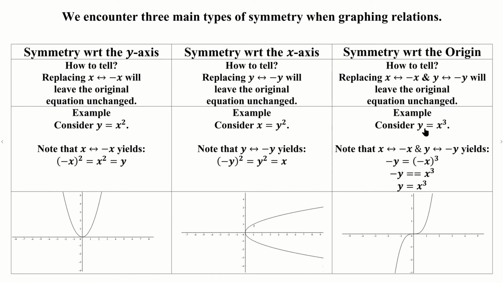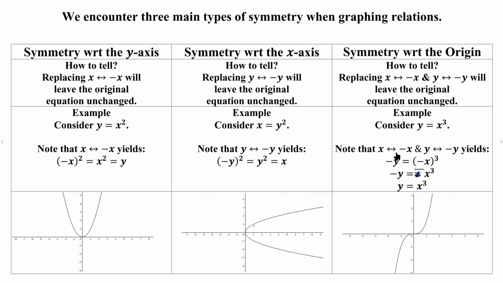Is what we called it before. So we have y equals x cubed. Notice that if I replace x with negative x and y with negative y, I get negative y equals quantity negative x cubed. I have a typo, that equal sign should be a minus sign. Negative x cubed, and then multiplying both sides by negative 1 will give me y equals x cubed.